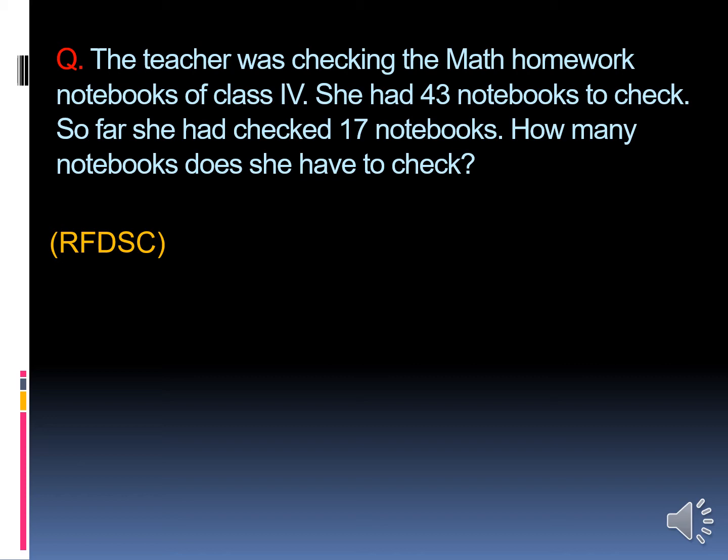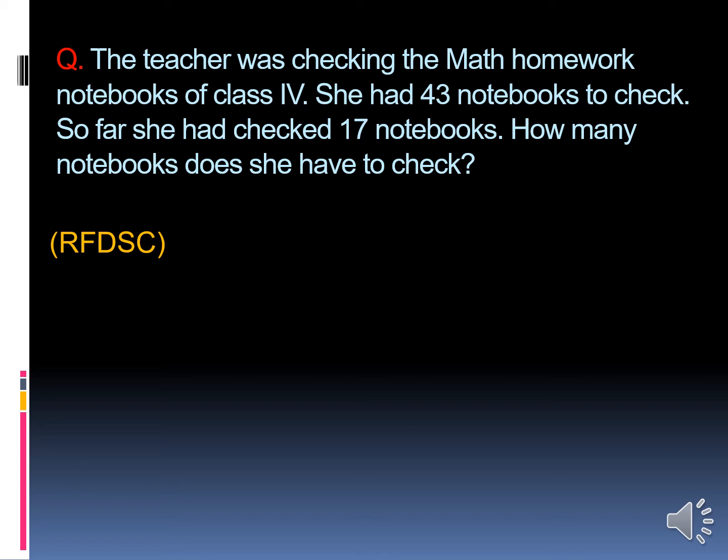Now we need to find the important information. With this, we know that she had 43 notebooks to check, out of which she has already checked 17 notebooks. We need to find how many more notebooks she has to check. So we have found the information. Now we need to decide whether we are going to do addition or subtraction, and then we need to solve.